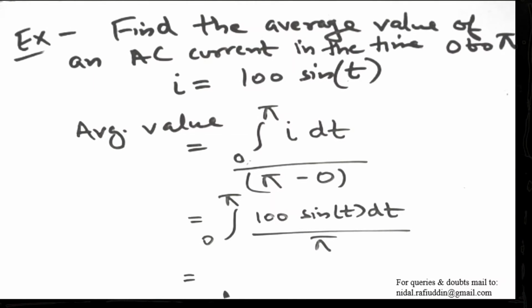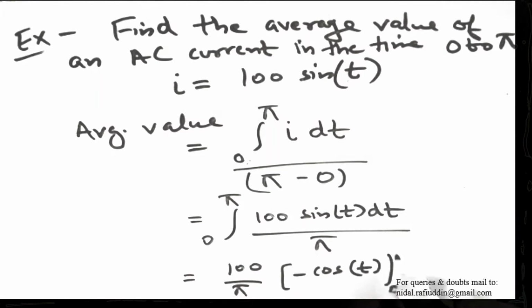So this can further be written as, if we take this 100 out, so this is 100 divided by pi, and the integration of sine is minus cos. This is minus cos of t from 0 to pi. And if we further simplify this, no need to use a calculator, so you have cos of pi as minus 1, minus cos of 0 is again minus 1, so this gets minus 2.